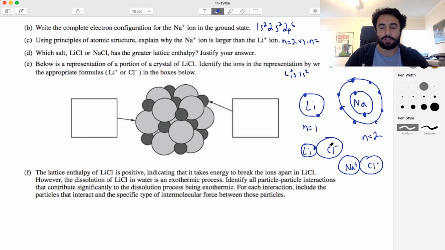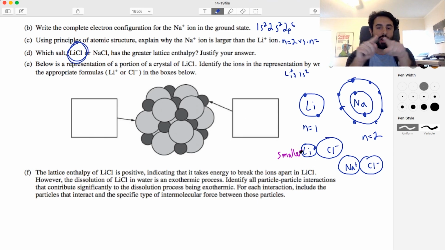Because chloride is the same in both cases, but lithium is smaller. They both have a +1 charge, so it's not that. That's the same, but lithium is smaller. So LiCl is going to have a greater lattice enthalpy because the centers of the ions are closer together. So there's a stronger attraction due to the smaller size of the lithium cation.